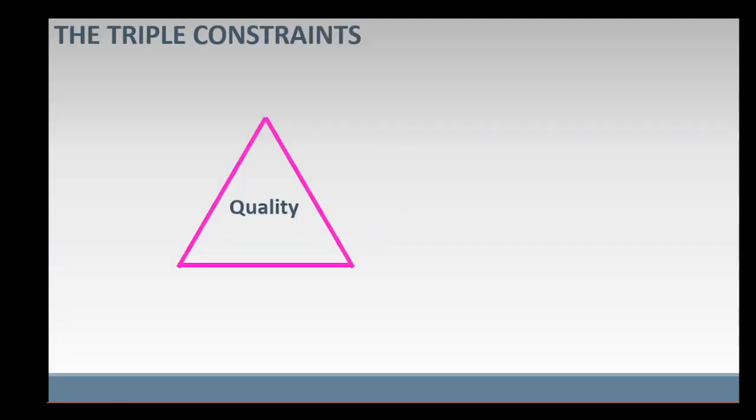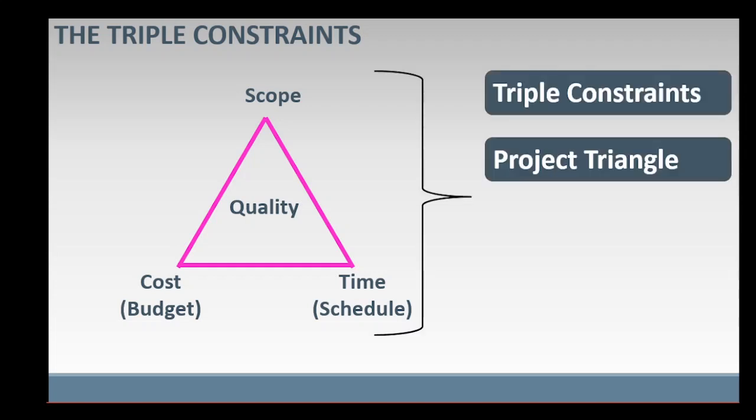In doing these projects, we focus on three main factors: scope, which is what the project will deliver and the extent of work required; time, which is when the project will be completed; and cost, which is the budget required to complete the project. These three factors, scope, cost, and time, are called the triple constraints or project triangle, and are a very important concept in project management.